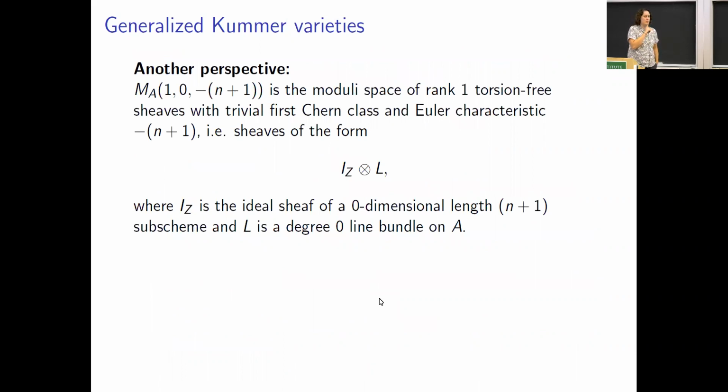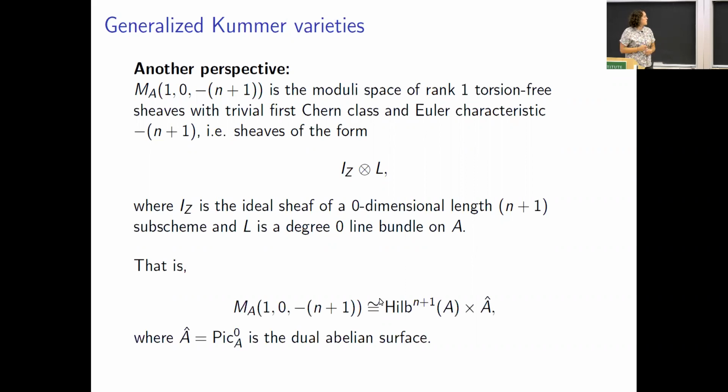To do that, I'm going to take a slightly different perspective on the definition I just gave for the generalized Kummer variety. I want to think about a moduli space of sheaves. The points in this space parameterize rank 1 torsion-free sheaves with trivial first Chern class and Euler characteristic the negative of n plus 1. In fact, any sheaf like this can be written as the tensor of an ideal sheaf of a length n plus 1 subscheme with a degree 0 line bundle. So this moduli space is isomorphic to Hilb n plus 1 cross Pic^0 of A, or the dual abelian surface, which I'll call A hat.